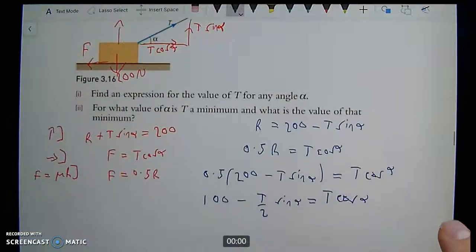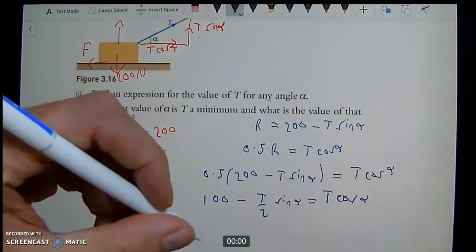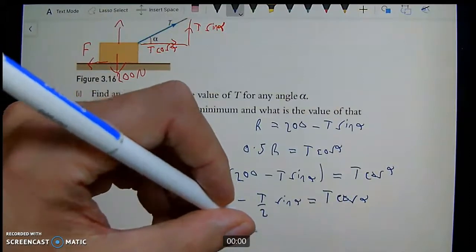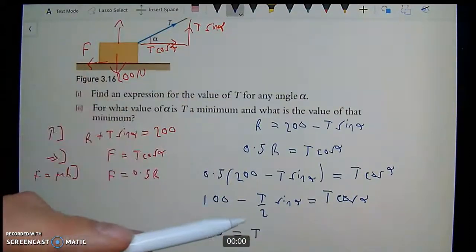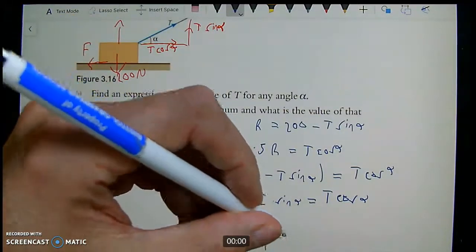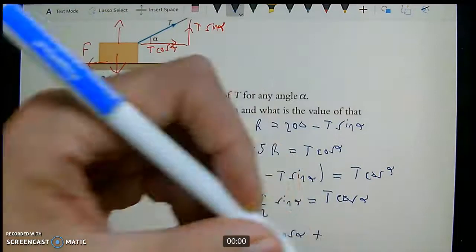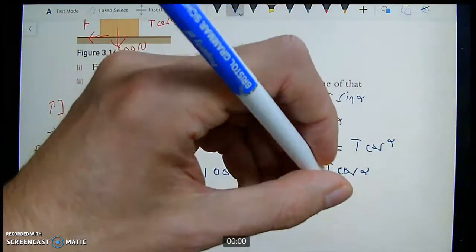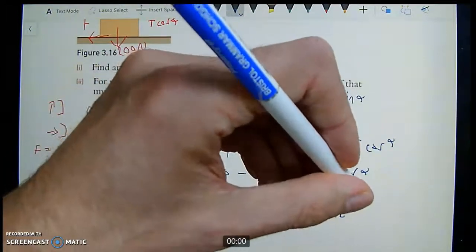And we need to make t the subject, so we need the two terms containing t on the same side. So if we add this term to the other side and then take out t as a common factor, we'd have t bracket cos alpha plus a half sine alpha.